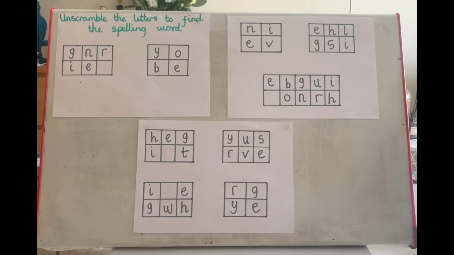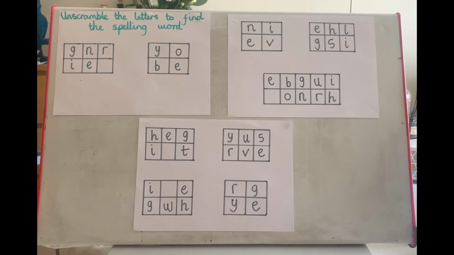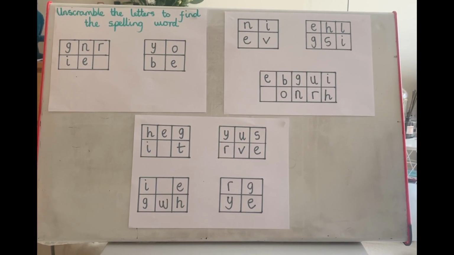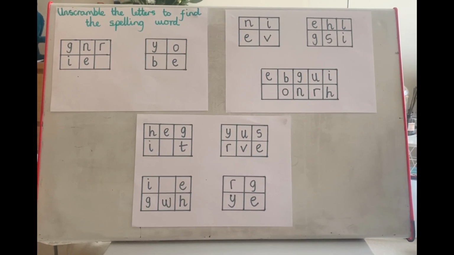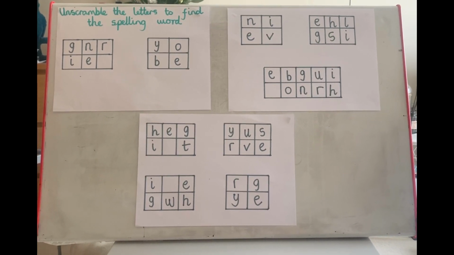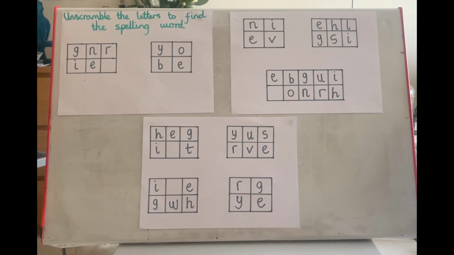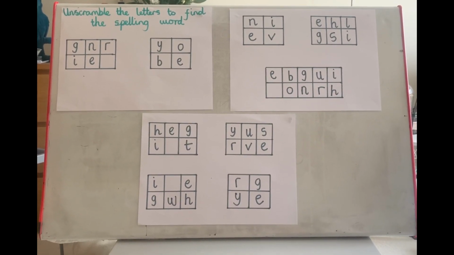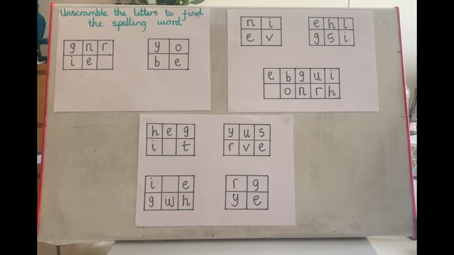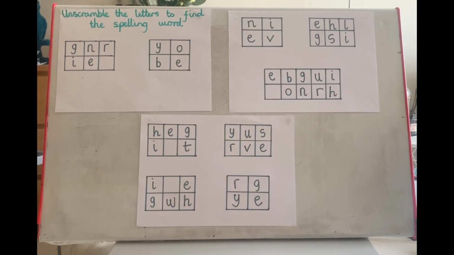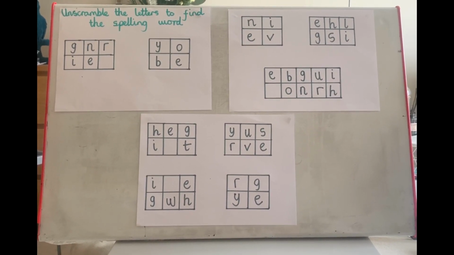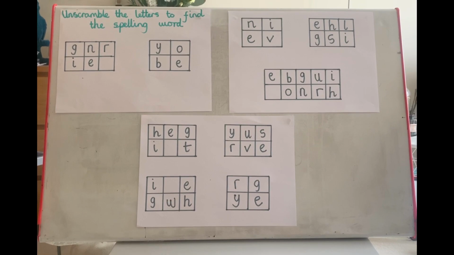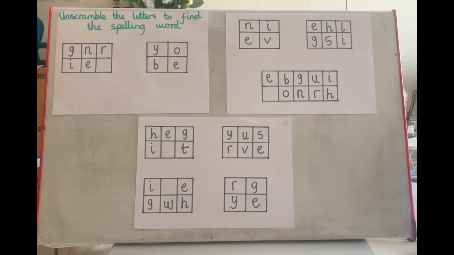The next activity is called Spelling Scramble. Your job is to unscramble the letters in each of the boxes to find what spelling word it is hiding. Once you've done that, you could have a go at making up your own spelling scramble boxes and maybe getting a member of your family to see if they could unscramble them. Or you could get someone to scramble them again for you and you can try and work out what spelling word they have scrambled up together. Pause the video now to have a go.